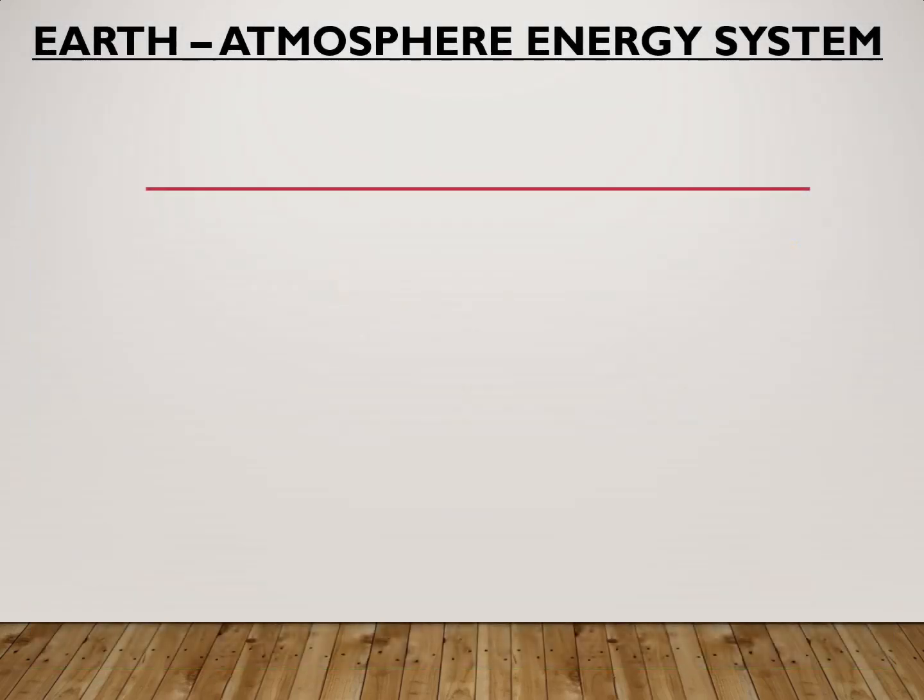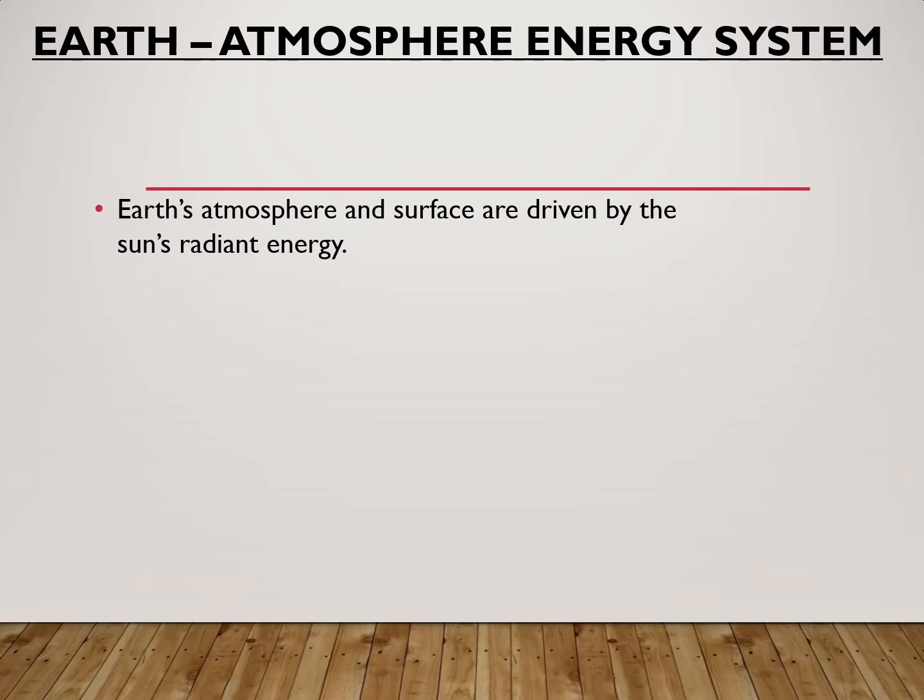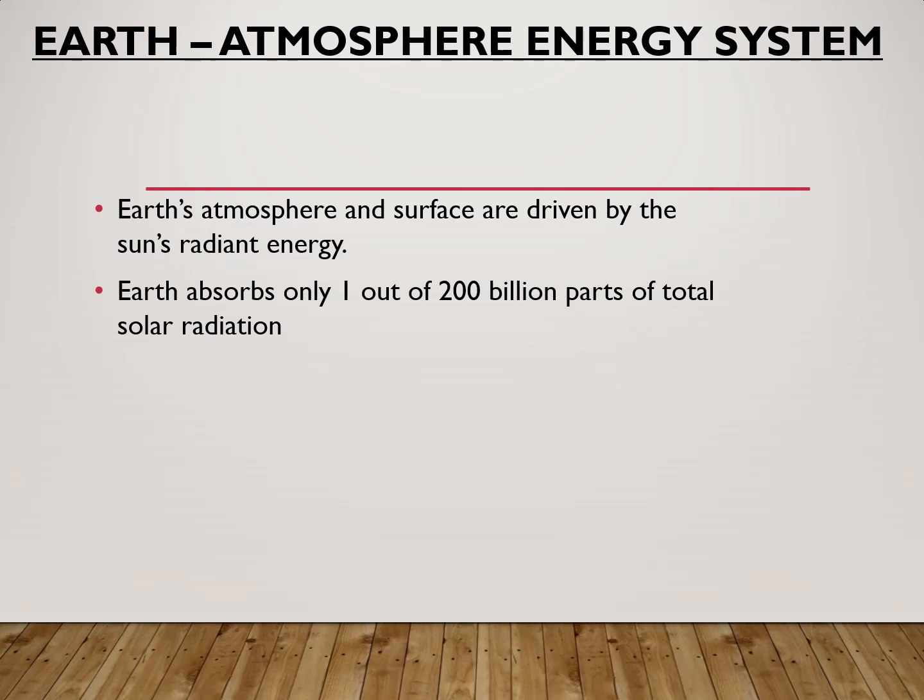Let's look at the Earth atmosphere energy system, how insolation affects the Earth. The Earth's atmosphere and the Earth's surface are driven by the Sun's radiant energy. The energy given out by the Sun operates our atmosphere and is also responsible for various actions on the Earth's surface. If the Sun is believed to release 200 billion parts of total solar radiation, Earth, because of its small size and far distance from the Sun, absorbs only 1 out of the 200 billion parts. You can imagine the amount of heat that the Earth actually receives from the total heat generated by the Sun.